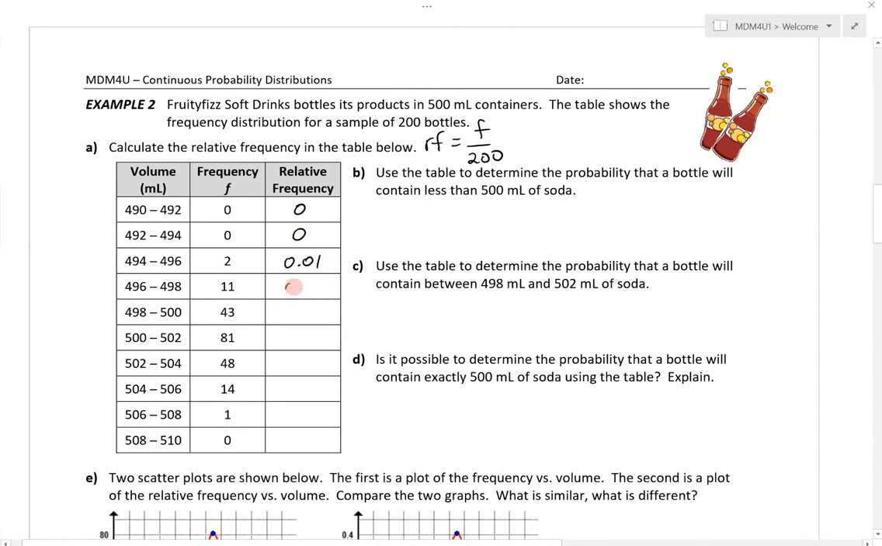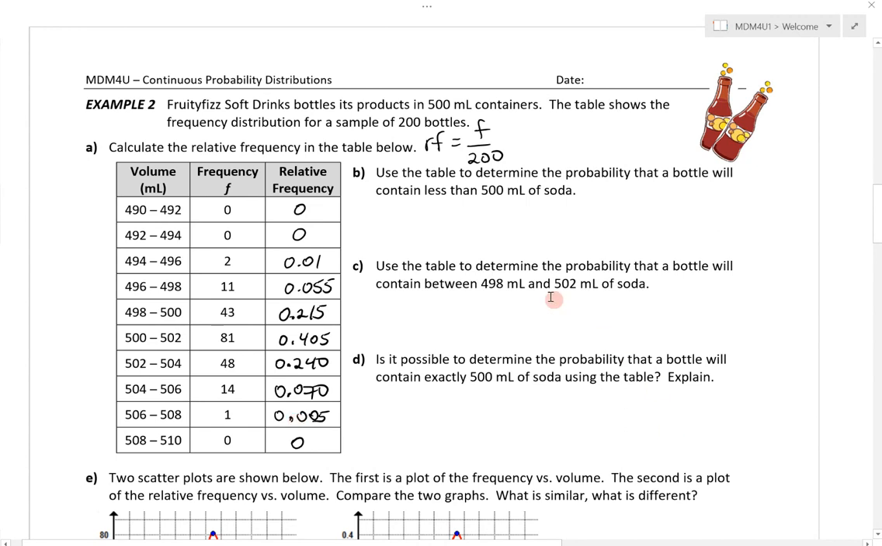Here we have 0.055. 43 divided by 200 is 0.215. And filling out the rest of the values here, I have 0.405, 0.240, 0.070, 0.005, and then 0 at the very end.